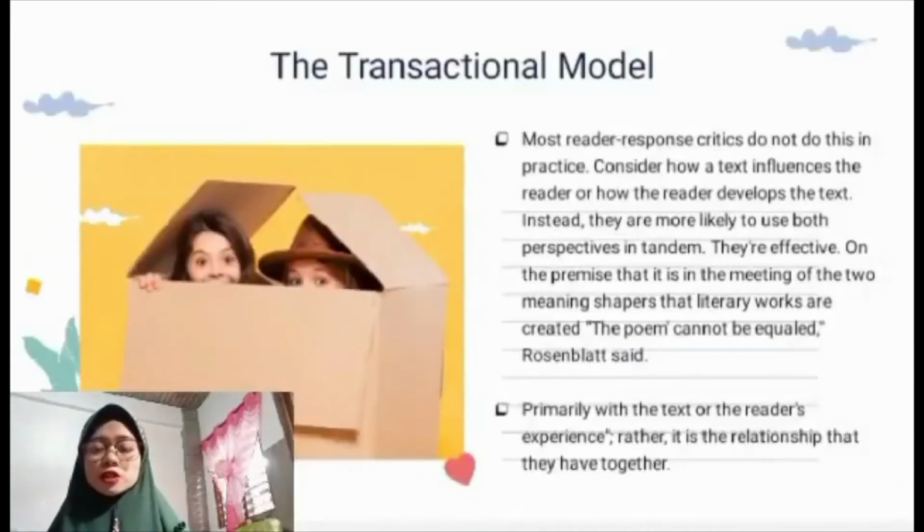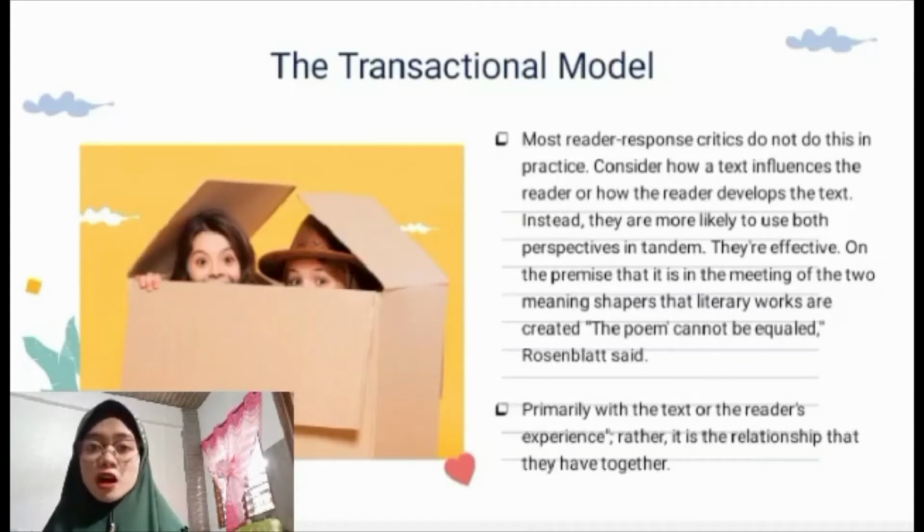The majority of reader-response critics do not consider how a book affects or generates the reader separately. Instead, they are more likely to use both perspectives in tandem. They work under the assumption that literature is generated when two shapers of meaning collide. So, the poetry cannot be equated merely with either the text or the experience of a reader. As Susan Bell contended, rather it is the interplay between both.